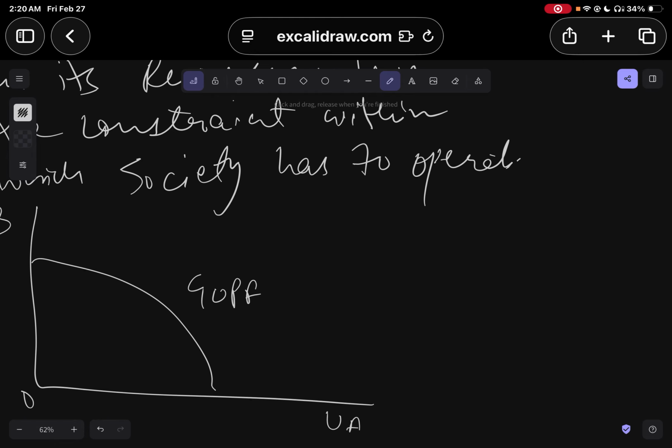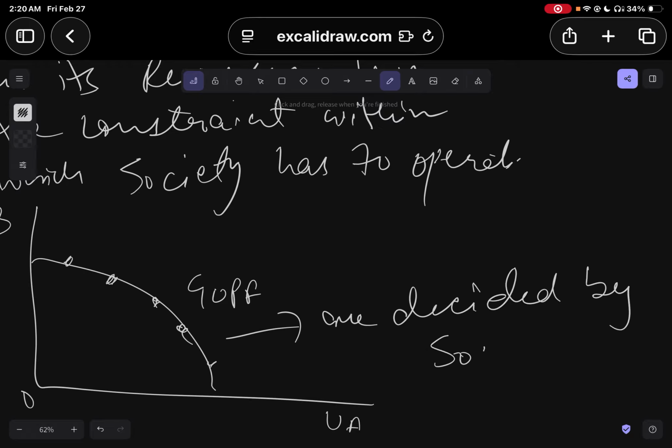Point on the GUPF is decided by the social welfare function. So these points are decided by the social welfare function, but in India generally we give high preference to rich than poor. I don't know why I wrote this in my notes. There might be some reason. I need to check it out.